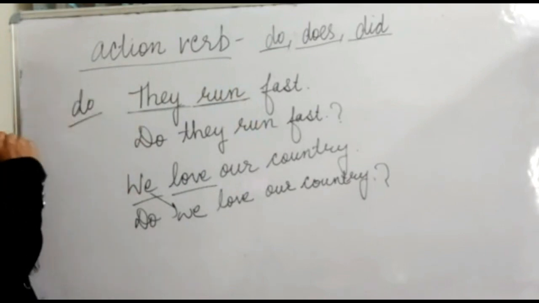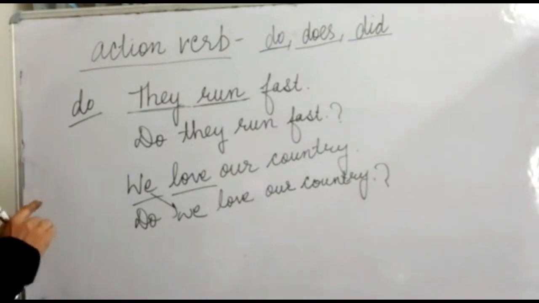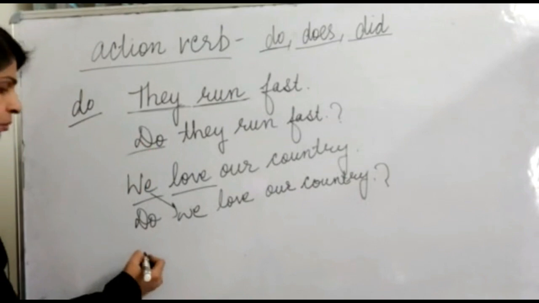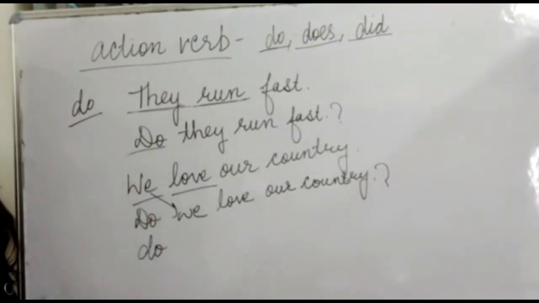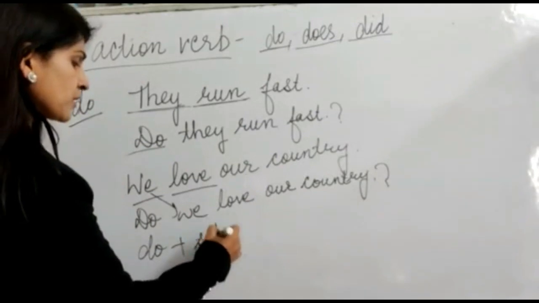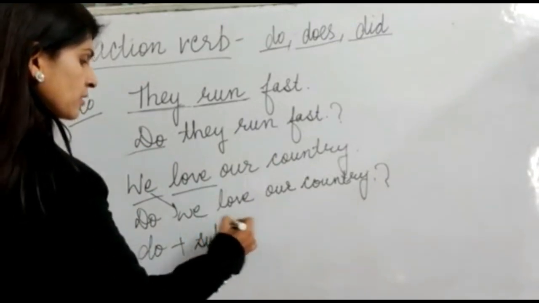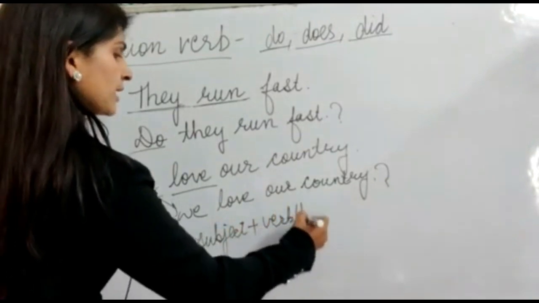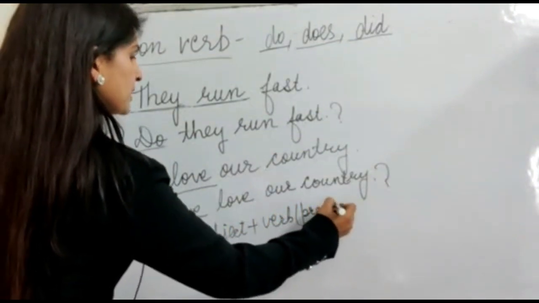When the subject is plural and the verb is in present, the interrogative sentence always starts with do. So what should be the formation of these sentences? Do plus the subject plus the verb, and the verb is in present form.